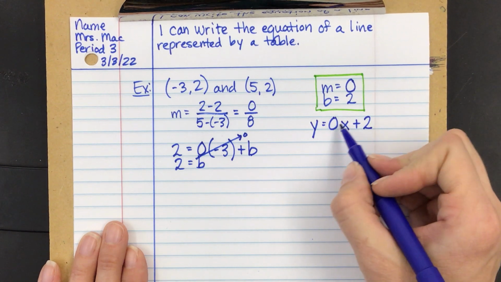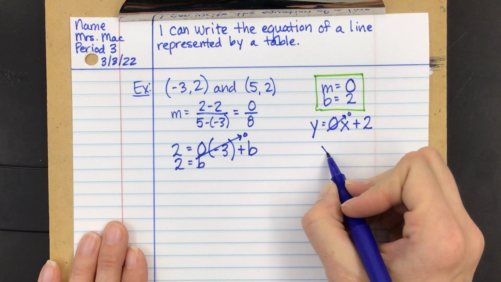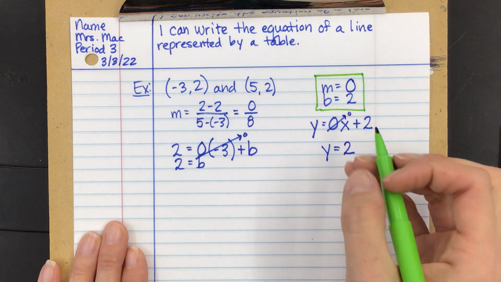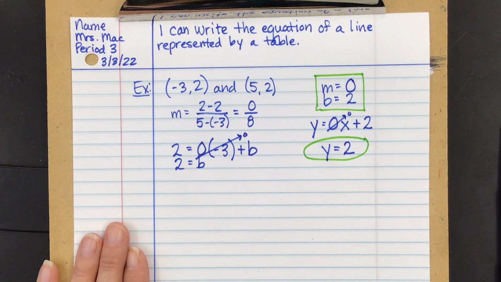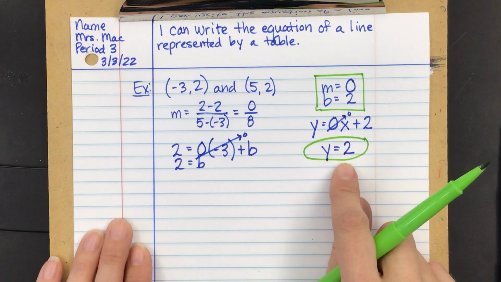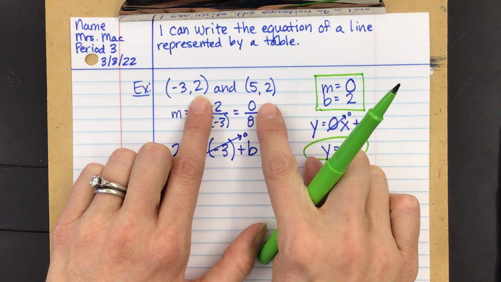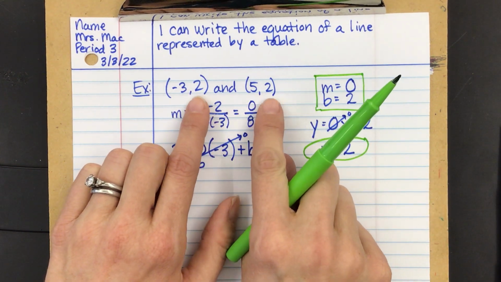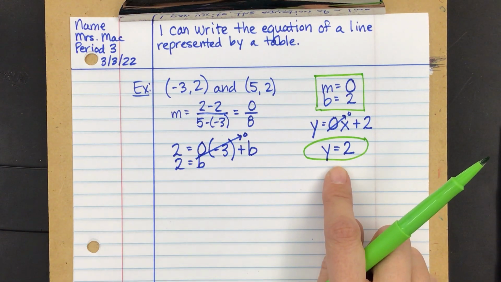Well, we're not going to leave it like that. This has a value of 0. So we are just going to rewrite it as y is equal to 2. And that's our equation. And like we said at the beginning, just looking at the 2 points, we can already see that y is always equal to 2. So that has to be your equation. Y is equal to 2.